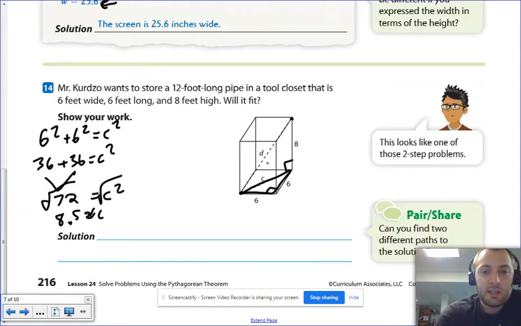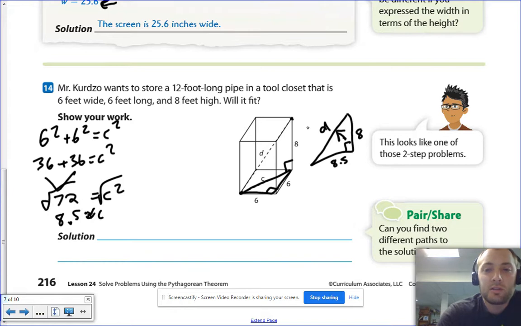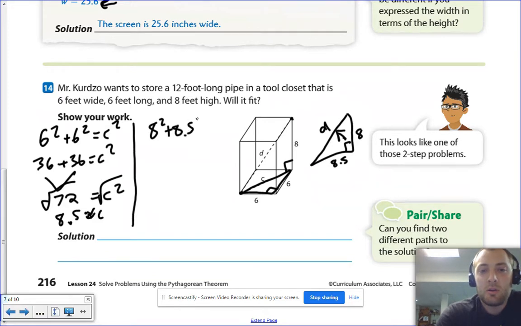Now, let's take that 8.5, which is C, and this bigger triangle, which you can kind of visualize going like this, right angle. Our C is now 8.5, our height is 8, and we don't know the diagonal. But that's the hypotenuse. It's across from the right angle. So that's our C value in our Pythagorean theorem. So 8 squared plus 8.5 squared equals D squared.